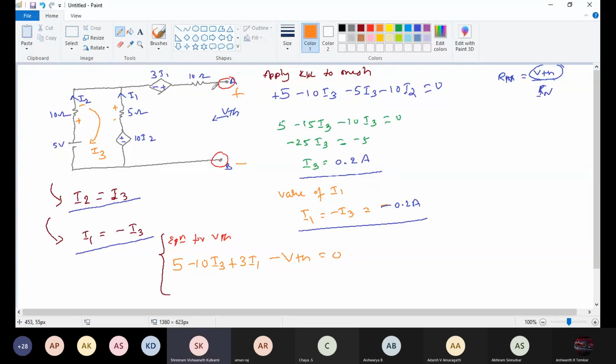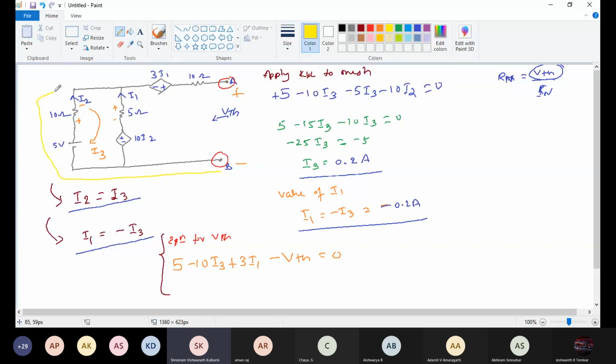Now you have one doubt in your mind: I apply the KVL at the outer path to find the VTH, but I didn't consider this 10 ohm resistance. Have you observed that one? Why?